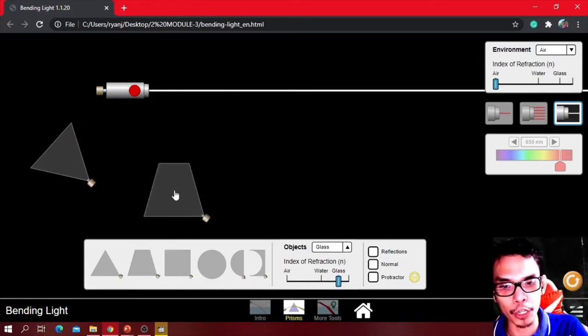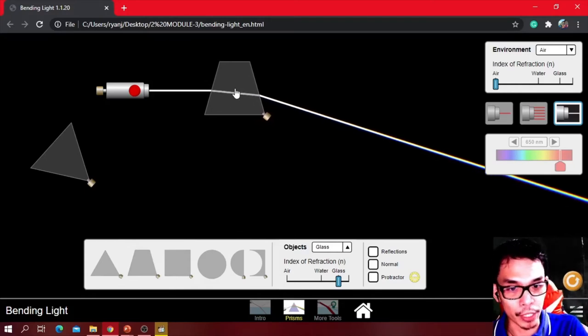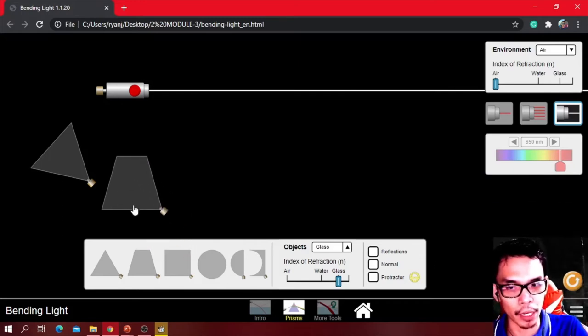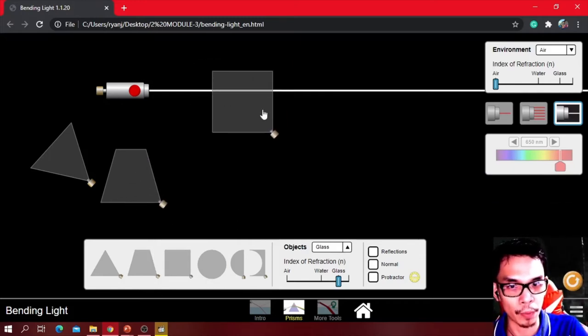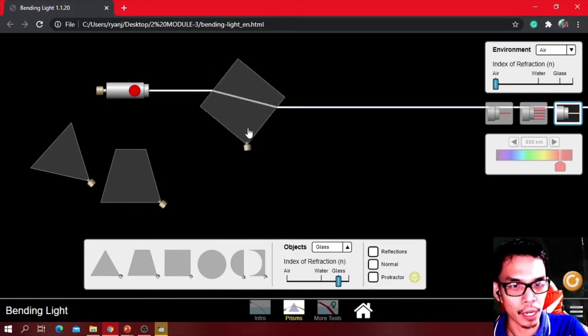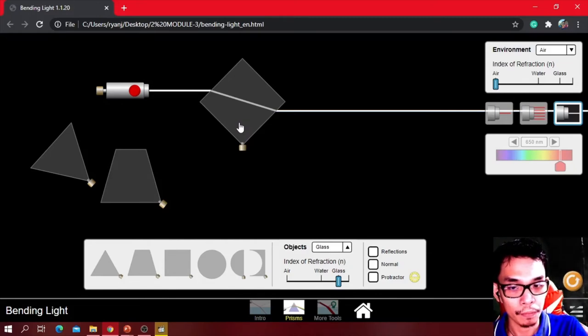So dispersion is also possible in trapezoids, the rhombus shape that we have right here. Next one, it is not possible on a square-shaped prism, the one that you have right here, unless you change its orientation.